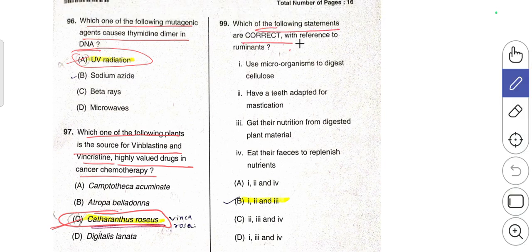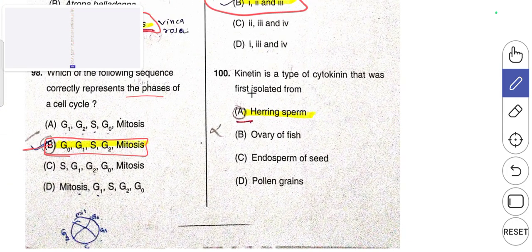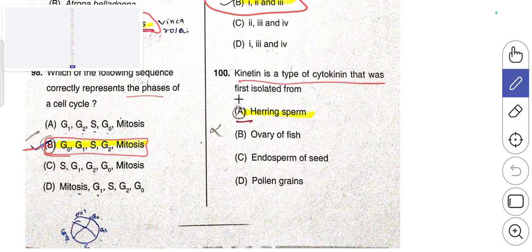Which of the following statements are correct with reference to ruminants? They use microorganisms to digest cellulose. This is true. They have teeth adapted for mastication. It is also true. They get their nutrition from digested plant material. It is also true. They eat their feces to replenish nutrients. This is false. So B is the right answer. Then one last question from the question paper: kinetin is a type of cytokinin that was first isolated from herring sperm. So A is the right answer.